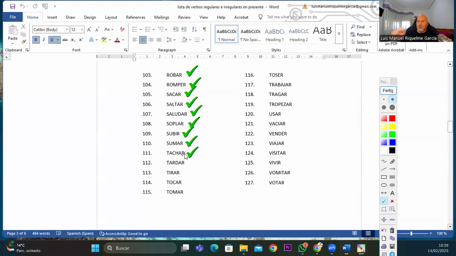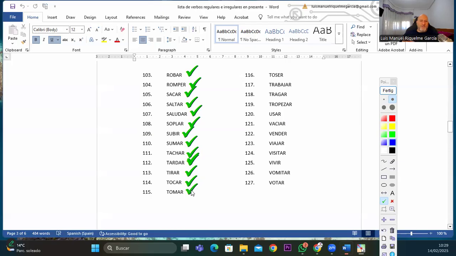Tachar, to cross out. Tardar, that's the verb that we use to talk about how long something takes you. It takes me 5 minutes to do this, to do that. It takes me only 2 minutes to get to my job. Tardar. Tirar is to throw away or just to throw, also to pull, has several meanings. Tocar, it's either to touch something, or when talking about instruments, it's to play an instrument.